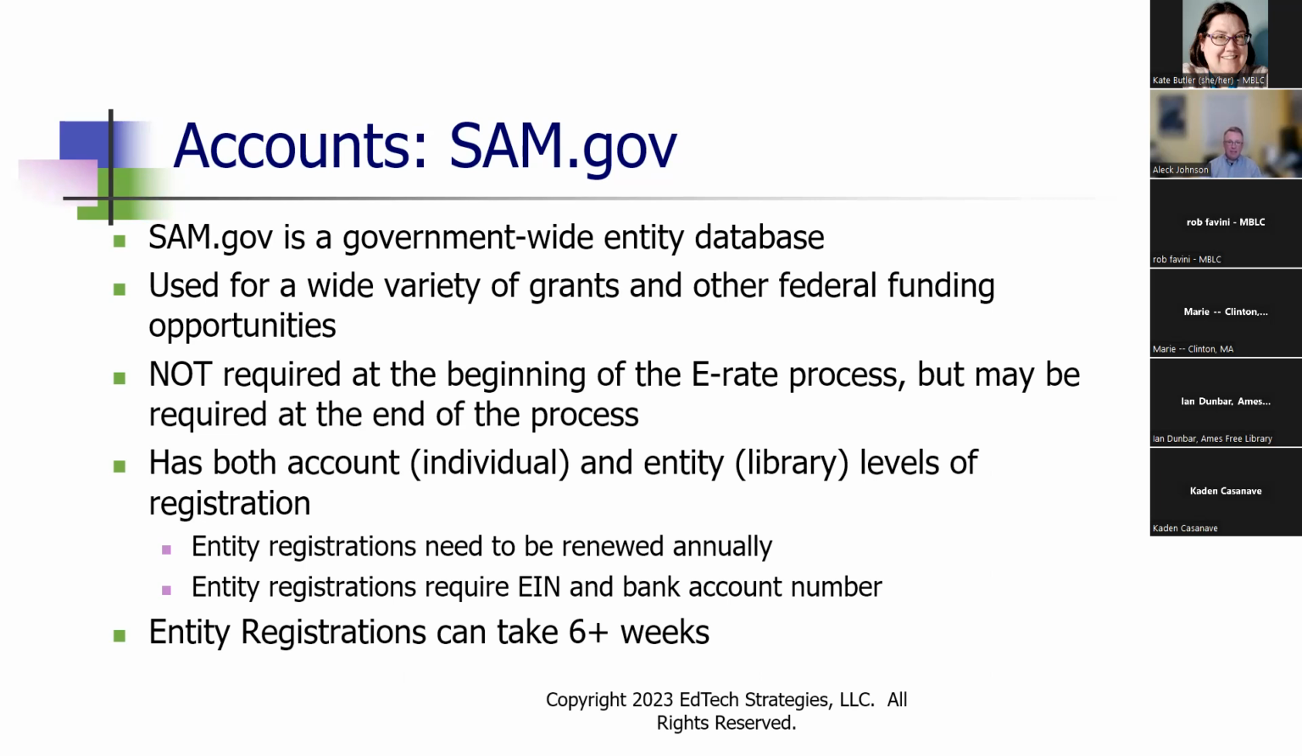SAM.gov, much like EPC, has both individual accounts that you register for as an individual, and then entity accounts, which would be for your library. And you need to have an individual account set up as the administrator for that library entity. Unlike EPC or the FCC registration number, SAM.gov has these entity accounts set up such that they expire every single year. So every year you need to go in and renew the account.